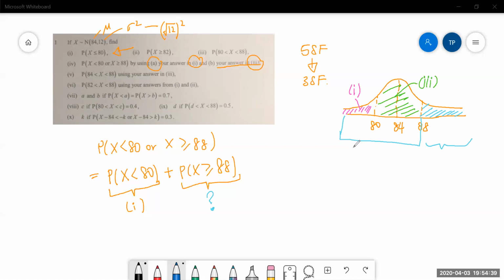But I can also take part 3 divided by 2, then 0.5 minus the answer. Also can. Very good, because that means you understood that this whole curve is symmetrical about the mean. So this is one property of the normal distribution. There are many ways to do this.